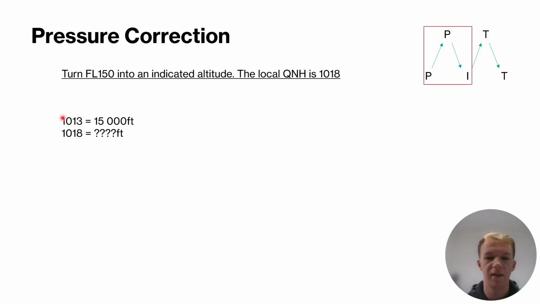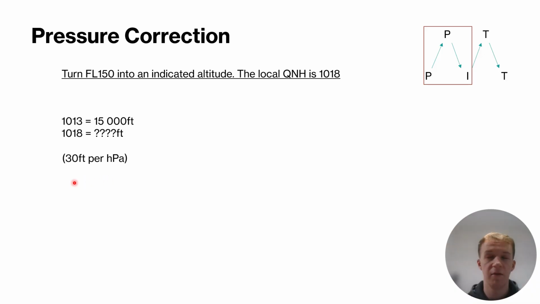So this is the way we're going to set it out initially. We're going to say pressure altitude, so we're at 1013 hectopascals, is equal to 15,000 feet at level 150. Okay, so 1013 is equal to 15,000 feet. Local 1018 is equal to something, and that's what I'm going to show you how to figure out. So we set it out like this. It gives a clear indication of what the two QNHs are and what the two altitudes are. Obviously, that one is not known yet.